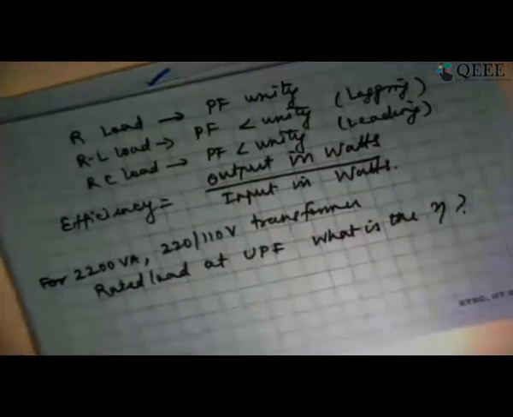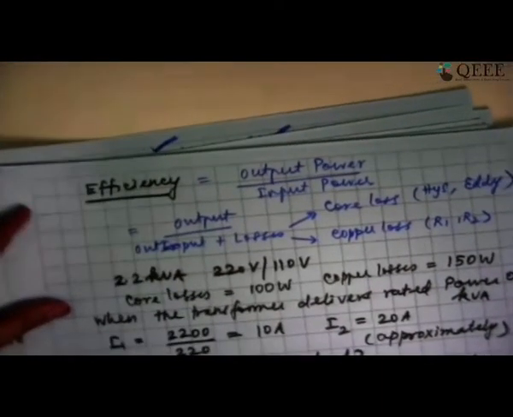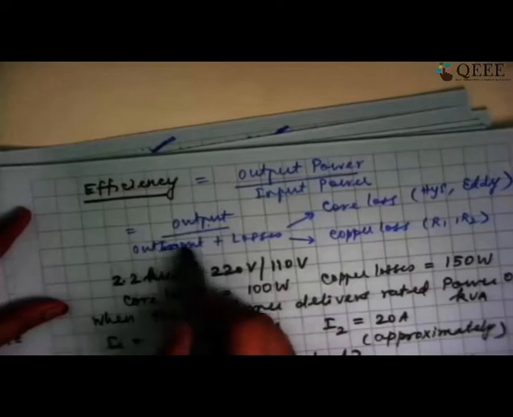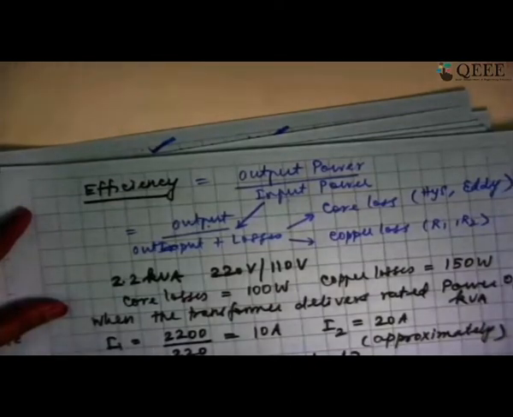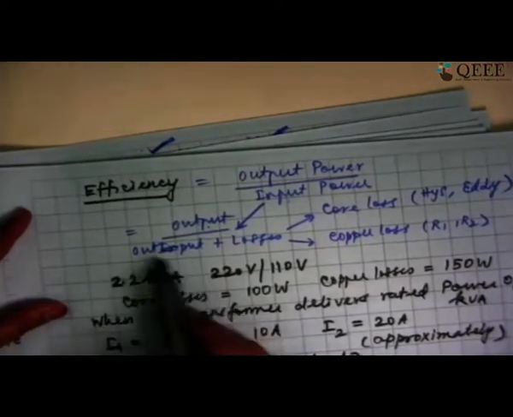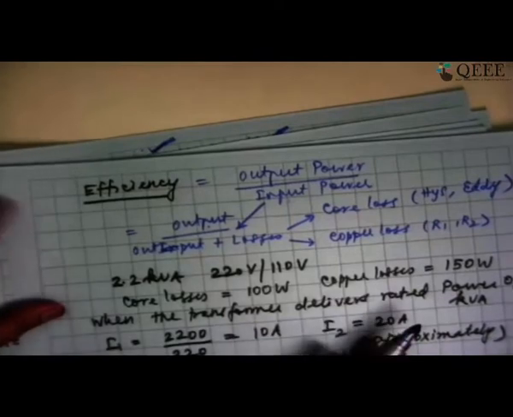We had denominator is output plus losses. Yes. Output is equal to, no, output is input minus losses. This is output plus losses. I hope output divided by output plus losses, because input power is equal to output plus losses. Thank you for pointing out the mistake. I'm sorry. So this is output plus losses is input power.